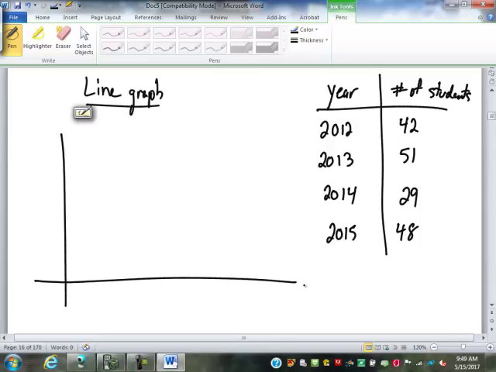So on a line graph, do the years or does time go on the bottom or on the side? Time always goes on the bottom. Very good.